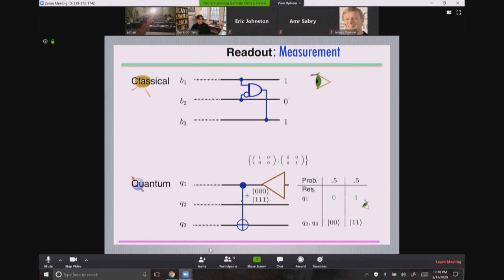For example, if you have the state 0, 0, 0 plus 1, 1, 1, if I measure this bit 1 here, I will get with 50% probability a 0, or I will see with 50% probability a 1. And if I measure a 0, my state is going to become 0, 0, 0. I mean, the state of the whole system. So if I measure 0 here, I will measure 0 here and 0 here. And if I measure 1 here, I will have 1 here, 1 here, and 1 here. So that's a completely different animal.